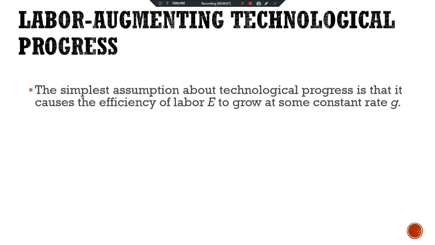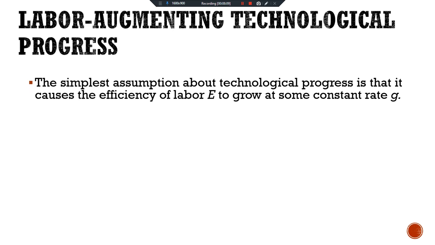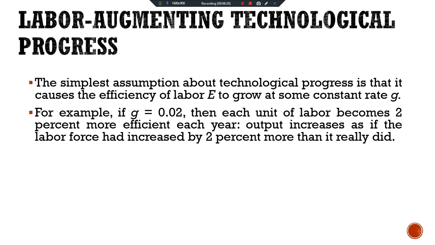Okay, labor augmenting technological progress. The simplest assumption about technological progress is that it causes the efficiency of labor E to grow at some constant rate G. Okay, for example, if G is equal to 0.02, then each unit of labor becomes 2% more efficient each year. Output increases as if the labor force had increased by 2% more than it really did.